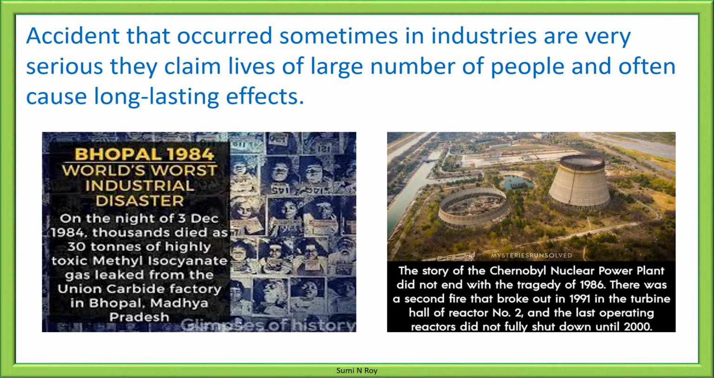The story of the Chernobyl nuclear power plant did not end with the tragedy of 1986. There was a second fire that broke out in 1991 in the turbine hall of reactor number 2, and the last operating reactor did not fully shut down until 2000. So these are two examples which show that there can be long-lasting effects of accidents caused in industries.